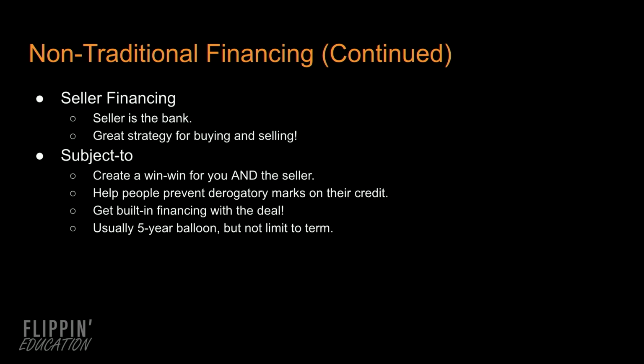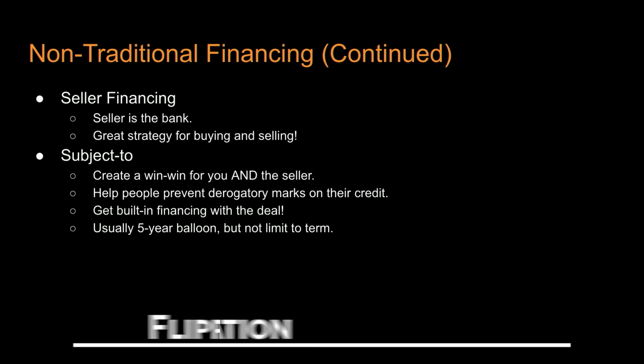Usually there's a 5-year balloon associated with a subject to property, which means that you're either going to refinance or pay off the loan or sell the property within that 5-year period. However, there is no legal limit to the term that you can have on a subject to deal. It could be 30 years, it could be 100 years, whatever you're able to negotiate with the seller.